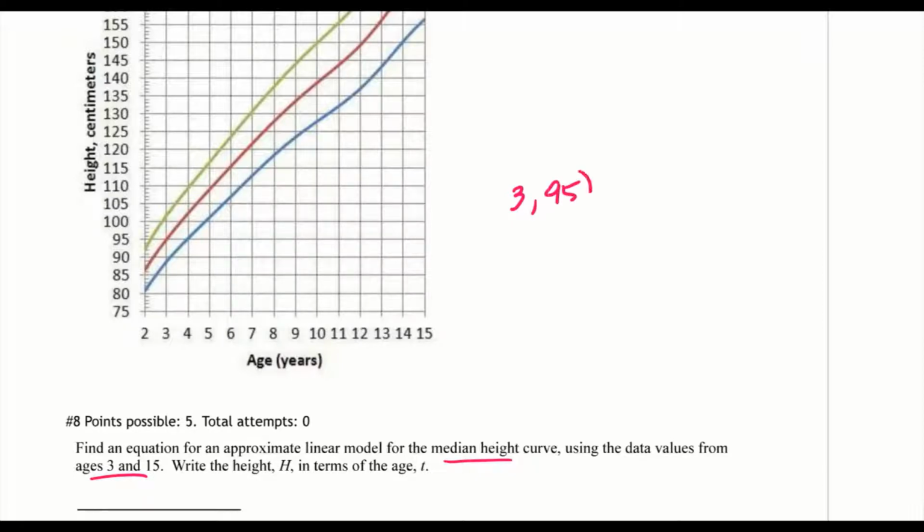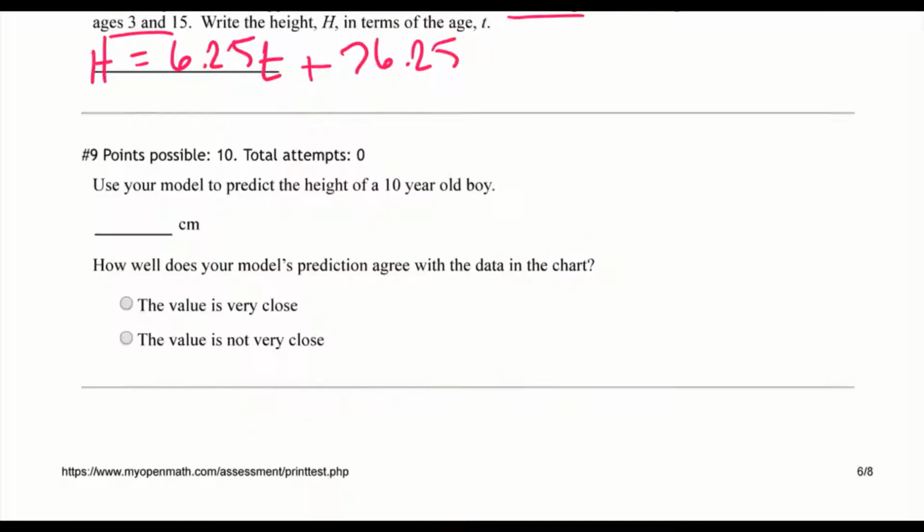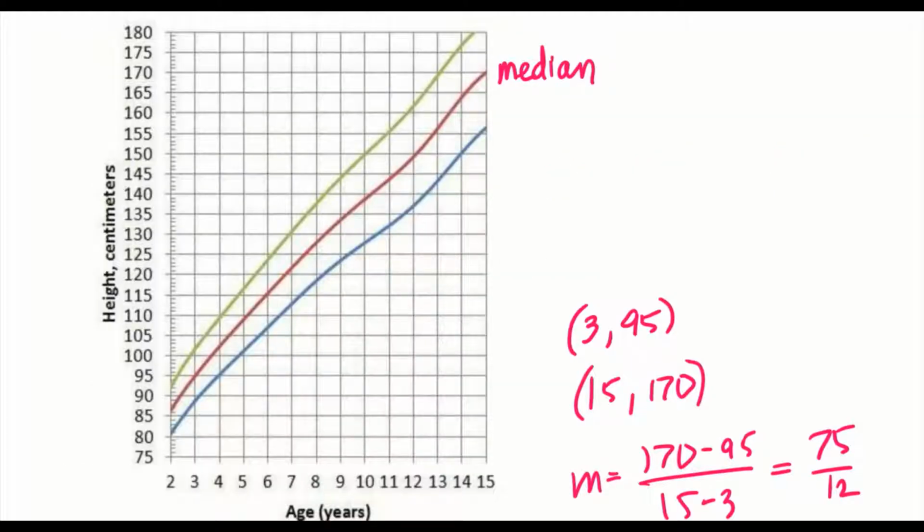So at age 3, the height was about 95 centimeters. At age 15, the height was about 170 centimeters. So then you're going to plug in and solve for m. So this is the expression I get. So to predict the height for a 10-year-old boy, I would plug in 10 for t. And my answer is pretty close to what I see on the graph.